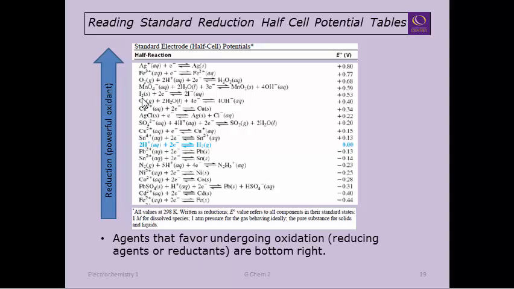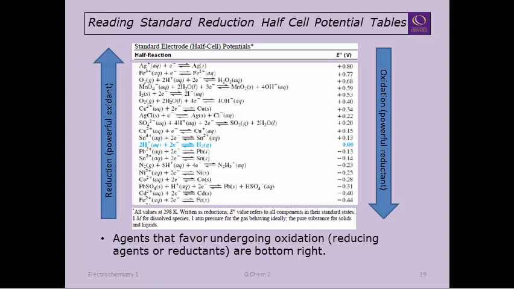Conversely, the agents that favor undergoing oxidation are on the bottom right. So if I went to this particular table, the iron solid is the best reducing agent, or will undergo oxidation easier than any other species I have on this particular table. So that's really important to read.